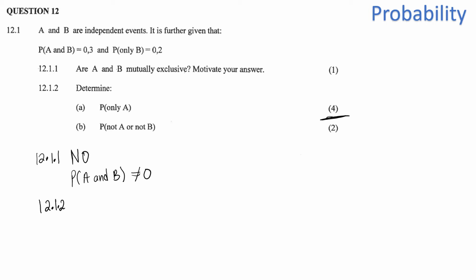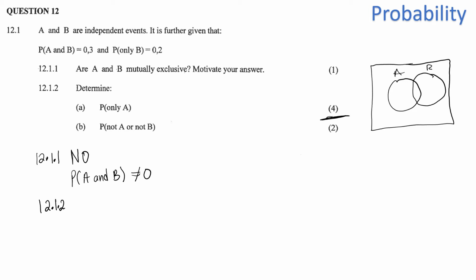In a simple way, you first sketch your Venn diagram between event A and B. You are given that probability of A and B is 0.3, meaning that we are going to put 0.3 at the intersection. And we are given that the probability of only B, remember that only B is this portion here, is 0.2.